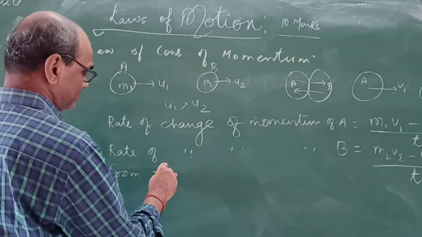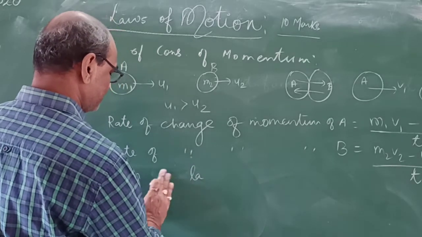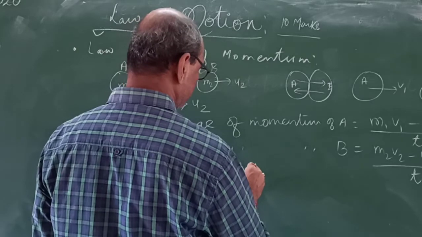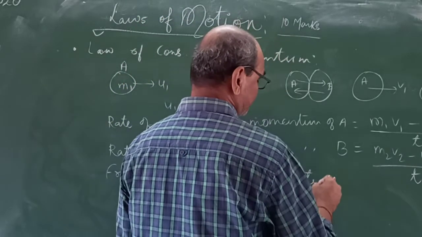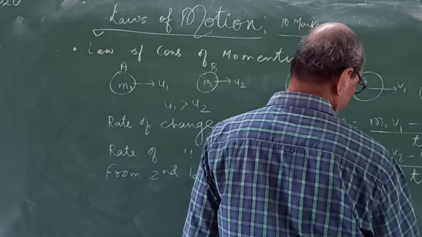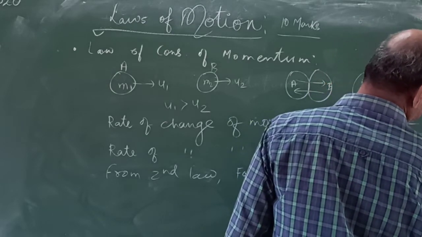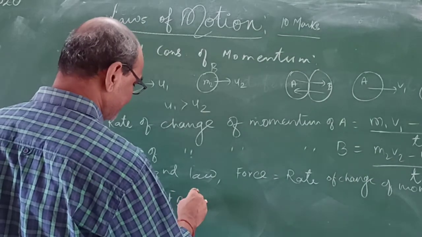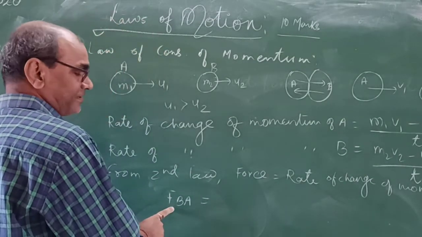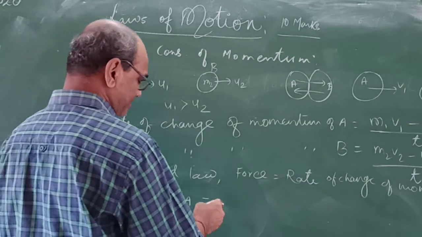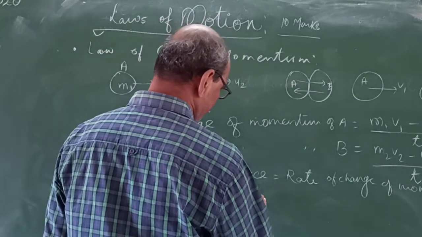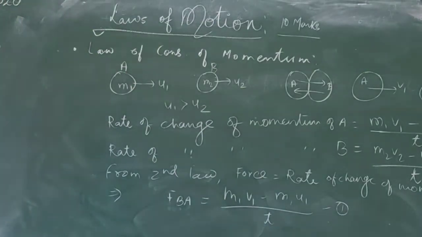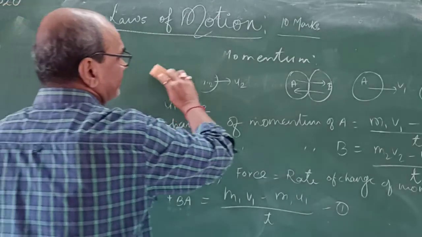From the second law, force is equal to the rate of change of momentum. Therefore, F_BA, the force applied by B due to A, the force experienced by B due to A, is equal to m1 v1 minus m1 u1 divided by t. This is equation number 1. Similarly, the force applied by A due to B.